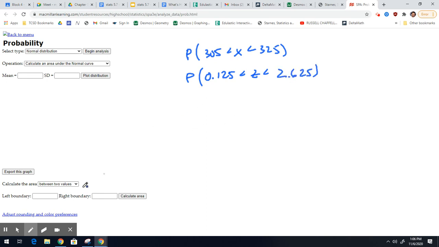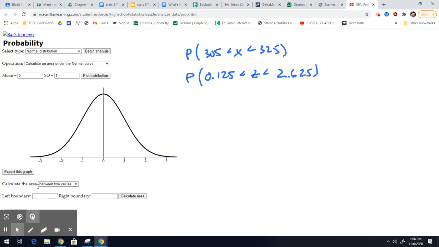So now, on my standard normal distribution, I'm still calculating area because I want the probability. When it said percentage, right, that just is the probability written as a percent. So my mean is 0. My standard deviation is always 1. Standard normal curve. I am now going to calculate the area between two values, and those two values are 0.125, the left number, and 2.625, the right number. And that is my picture.